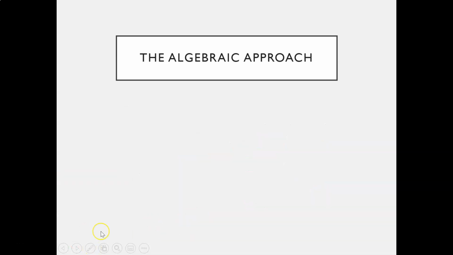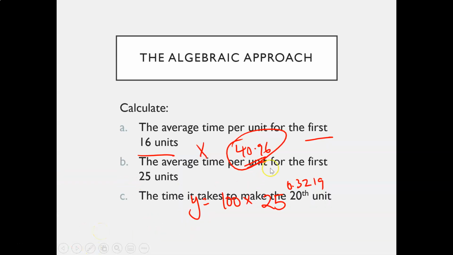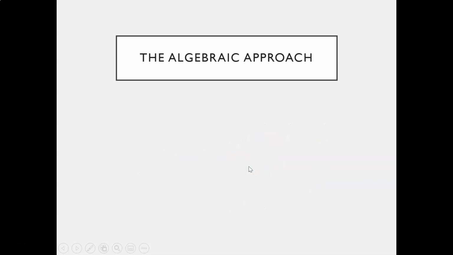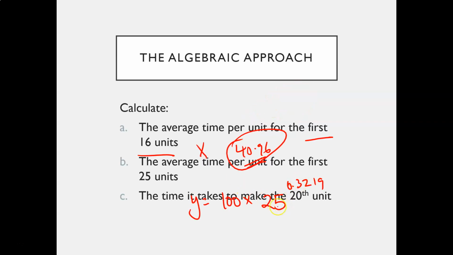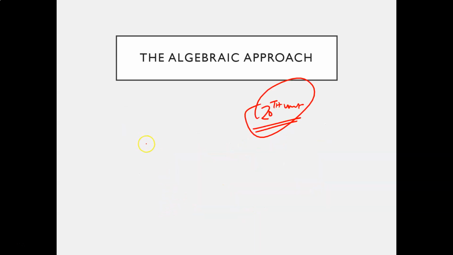Okay, it doesn't really matter. Now they want me to find the time it takes to make the 20th unit. They want the specific 20th unit, so hopefully you can start to analyze what's going on here. Here's the thing. I've just said to you, if I know the average time it takes to make anything, I can find the total time. So the theory here is this.